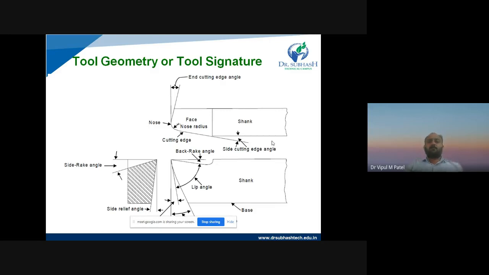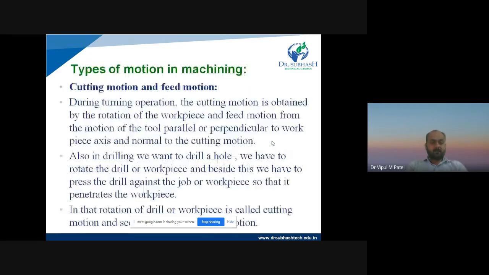Now, types of motion in machining. This is very important to understand the cutting operations on the different machine tools. So what is cutting motion and feed motion? Different types of cutting motion and feed motions on the different types of machine tools we can understand with the use of this slide.